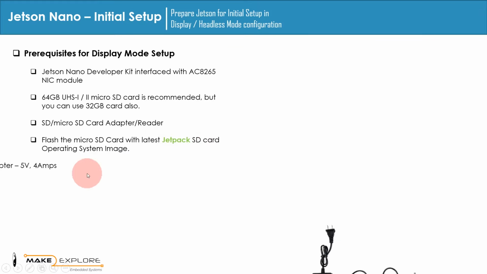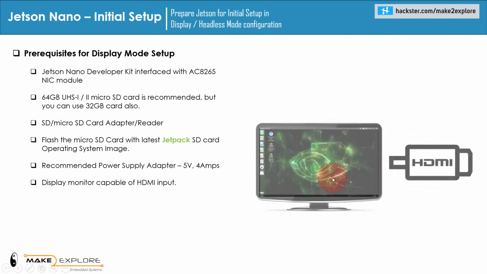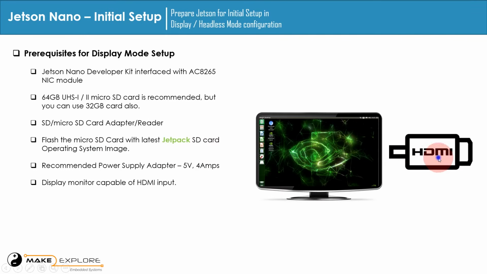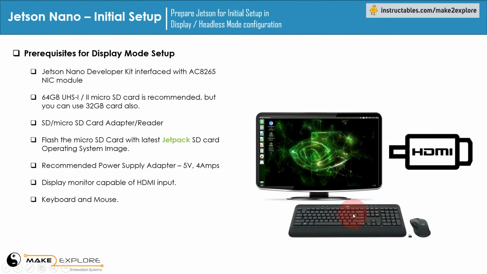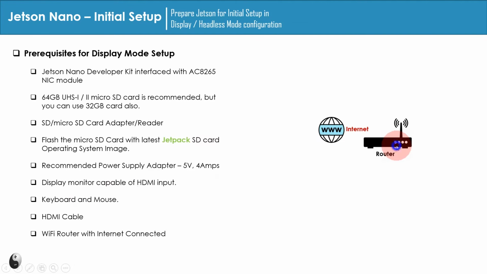You also need the recommended power supply adapter with a rating of 5 volts, 4 amperes. Then, we will need a display monitor, which must be capable of accepting HDMI input. Then, we need a keyboard and mouse for interacting with the kit. Next, we will need a good quality HDMI cable. We also need a Wi-Fi router with internet connected. So, these are all the components and requirements for Jetson Nano's first boot setup using the display method.